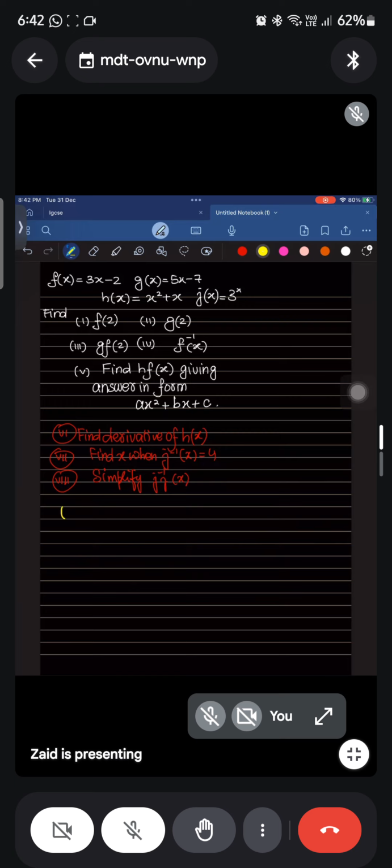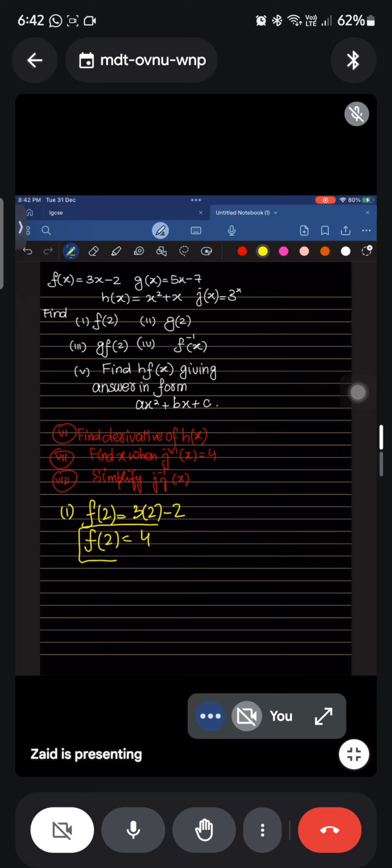The first one is f of 2. F of 2 means in place of x in the f function, the first function, you're going to put 2. So f of 2 is simply going to be 3 times 2 minus 2. So that gives you 6 minus 2, which is 4. Is that clear? This is the first answer.